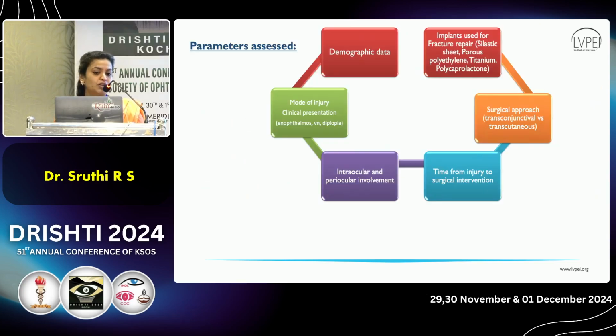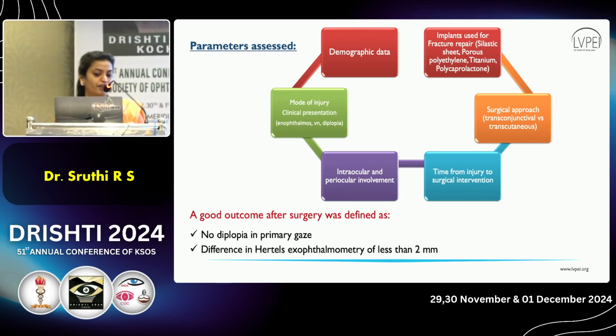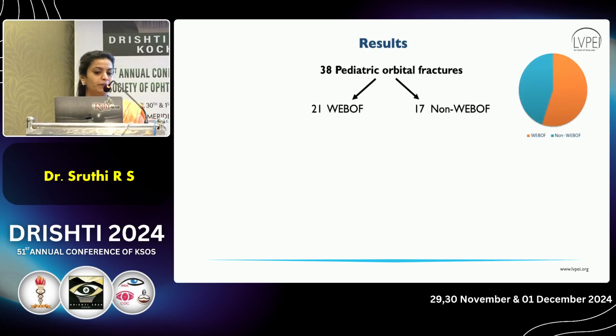The parameters looked at were demographic data, the mode of injury, the clinical presentation, intraocular and periocular involvement, the time from injury to surgical intervention, the surgical approach used, the implants used for fracture repair, etc. Now, a good outcome was defined post-operatively as number 1, no diplopia in primary gaze, and number 2, a very good enophthalmos correction, which is a difference in Hertel's exophthalmometry of less than 2 mm between both eyes.